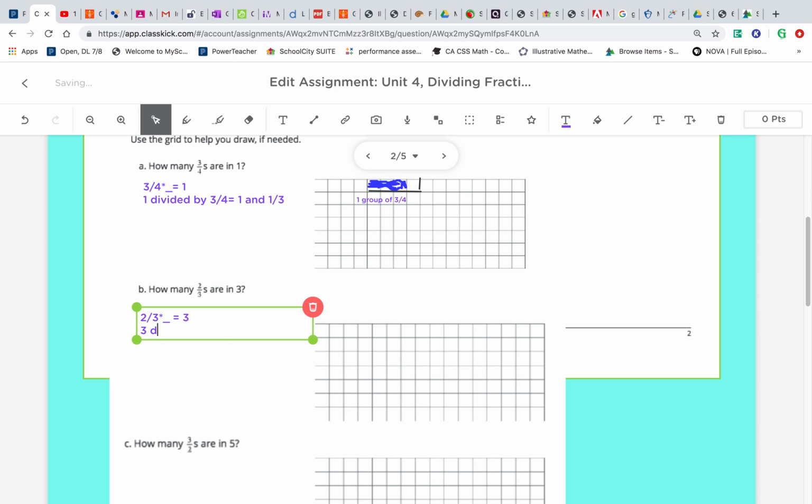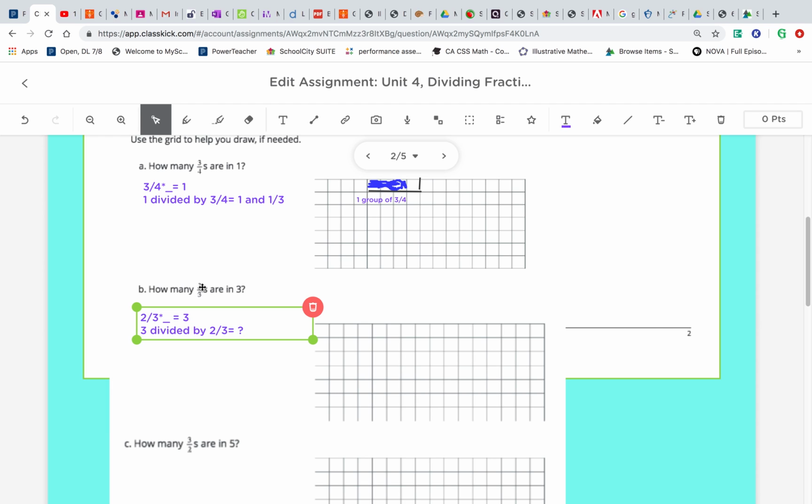So it's 3 divided by the size of the piece, which is 2/3. And that's going to equal some unknown, right? So we have to see what that's going to be. So when we look at what we have here, if we have 3 wholes that are being divided, then how big are the pieces being divided into?